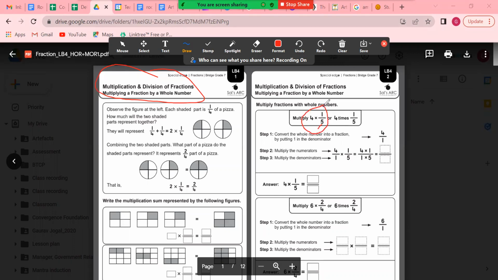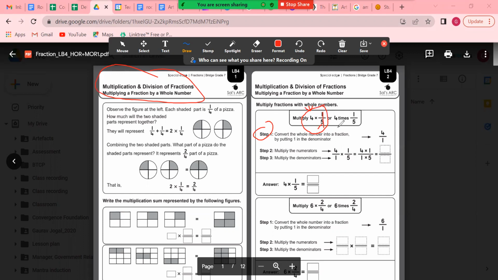So this is the fraction that we have to multiply. Here we have to multiply 1 by 5 by 4, so 4 into 1 by 5. What is the step? Step 1: convert the whole number into a fraction. This is a whole number, right? 4 is a whole number, it has nothing below it, it's not in numerator and denominator form. 1 by 5 is a fraction.